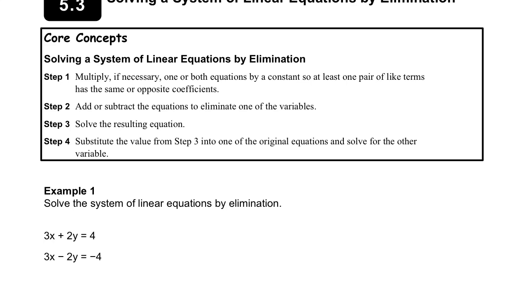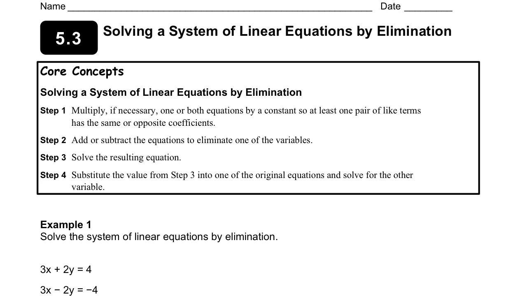All right, so this is our 5.3 notes, which is solving a system of linear equations, and this time by a method called elimination. There's some steps written here, and basically what you want to do is have both of your equations in standard form, which means x's and y's on the same side, and then you're going to try to either look for opposites or create opposites. When you create them, that is through multiplication.